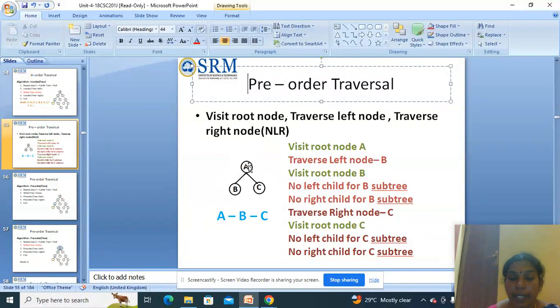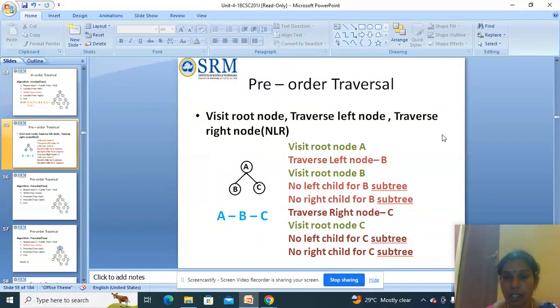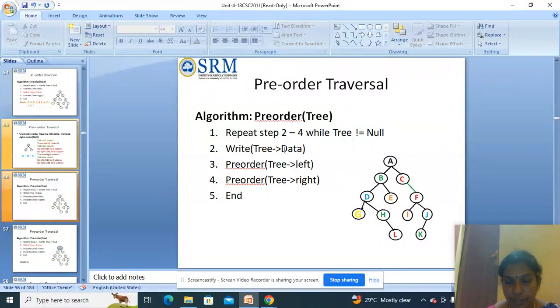So this is a simple diagram. In this diagram, which one is the node part? A is the node part, the left part is B, and the right part is C. So this is the way we visit in pre-order traversal: node, left and right. Next, we will discuss a bigger example. So this is the algorithm.